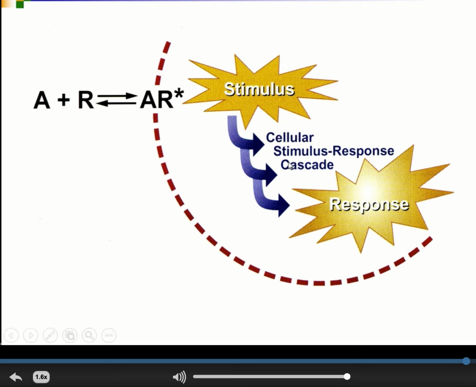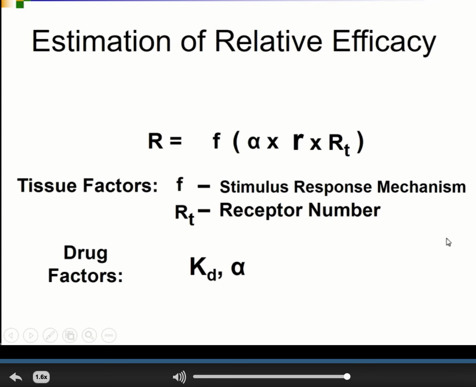We're going to call this the cellular cascade, the stimulus response cascade, anything like that. The cellular machinery that is responsible for converting the binding event to a response. In some situations, this may have low efficiency, causing a low response. In other situations, it may have a magnifying effect, taking a small stimulus and creating a large response. So because of that, we're going to have to change our equation again. Now, our response, capital R, equals F times alpha times lowercase r, which is still occupancy, times RT, which is still the total number of receptors.